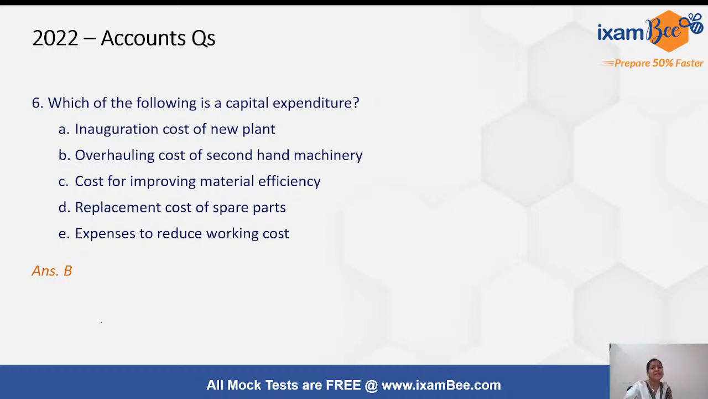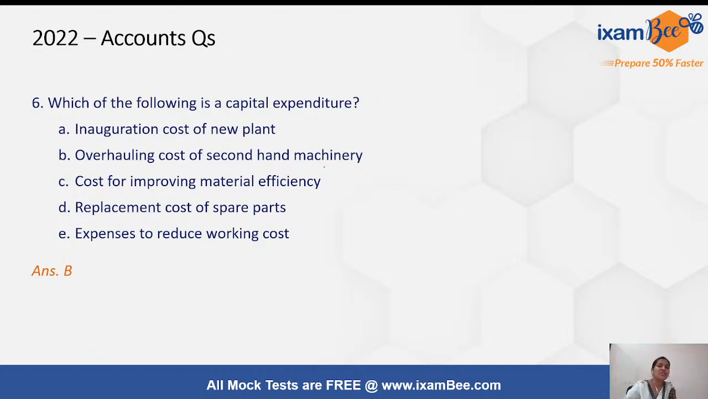Another question was related to capital expenditure. Which of these is considered a capital expenditure? Capital expenditure is something which has benefits for more than 1 year. They are relatively non-recurring in nature. So the correct answer is overhauling of a second hand machinery.